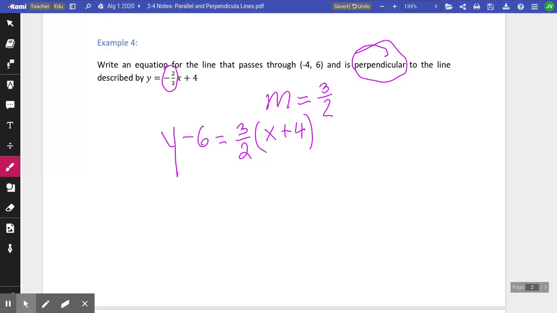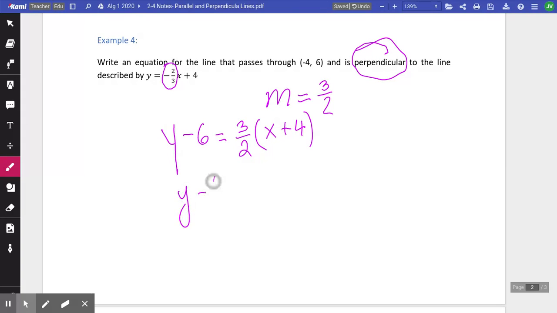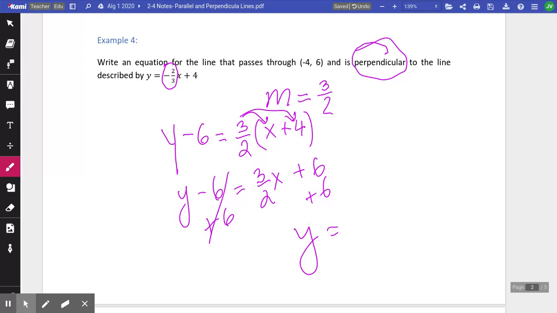How about we turn that into slope-intercept form so we don't forget the process? So y minus 6 equals 3/2 x. I'll multiply that 3/2 by each term inside, plus 6, because 3/2 times 4 equals 6. Now I solve for y, adding 6 on both sides to cancel that 6. So y equals 3/2 x plus 12.